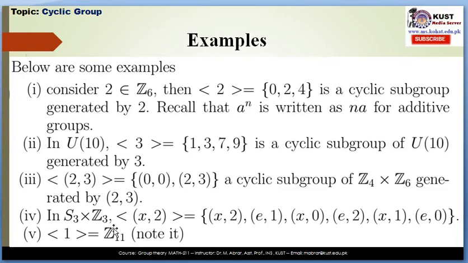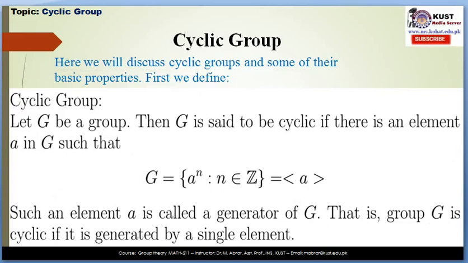If we consider Z11 and take element 1, we see we get the entire Z11, so that's really interesting. So we see here in all the above examples we considered elements and they generated just a subgroup, but here we see we take an element and actually it generates the entire group. This actually leads to define the cyclic group, that is a situation where a single element generates the entire group. Okay, what's a cyclic group?